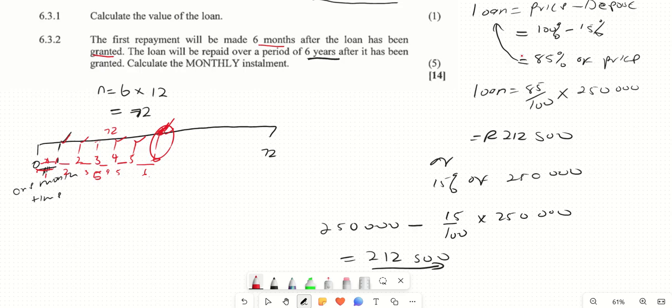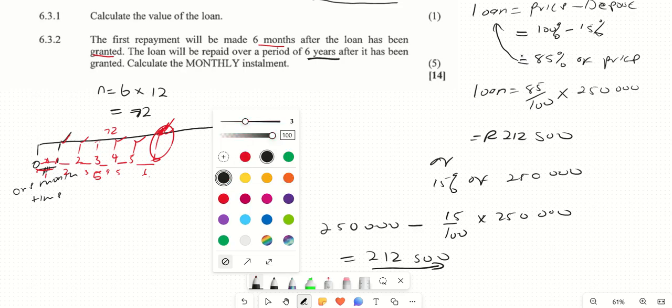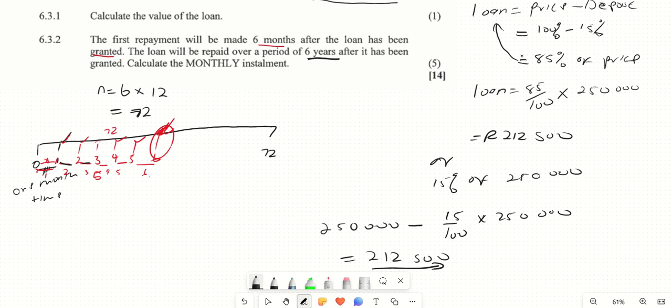So how many months did we miss? 1, 2, 3, 4, 5. We missed 5, not 6. Let me show you again. The months that I missed are 1, 2, 3, 4, 5, because this one we don't count, it's 1 month's time.